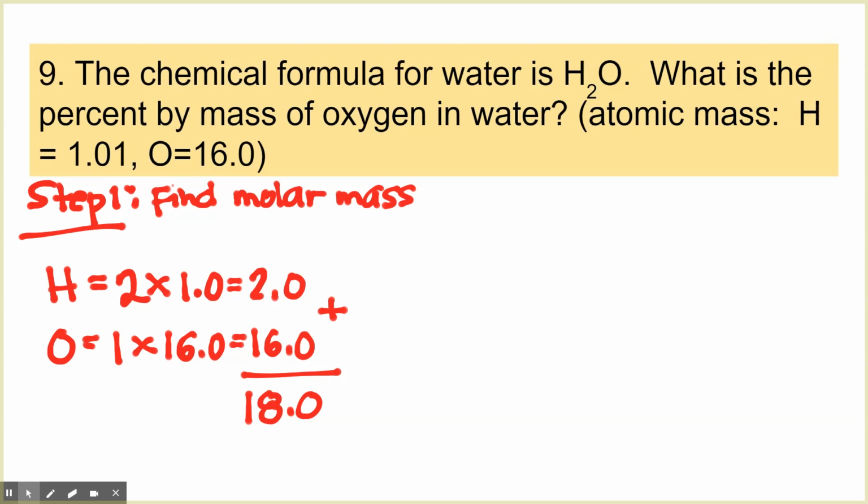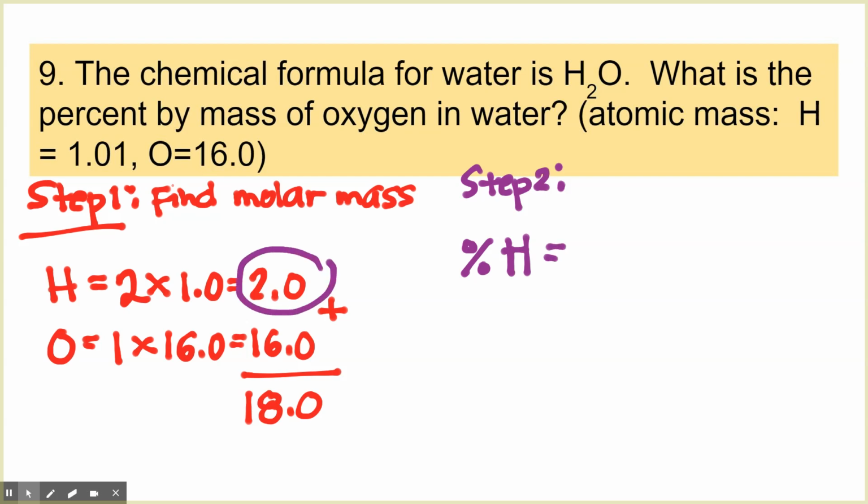Right. So step 2. How do you do step 2 now? Step 2, you just divide the subtotal for each element by the overall mass, which is the molar mass, times 100. So let's do H. So that's going to be percent H.